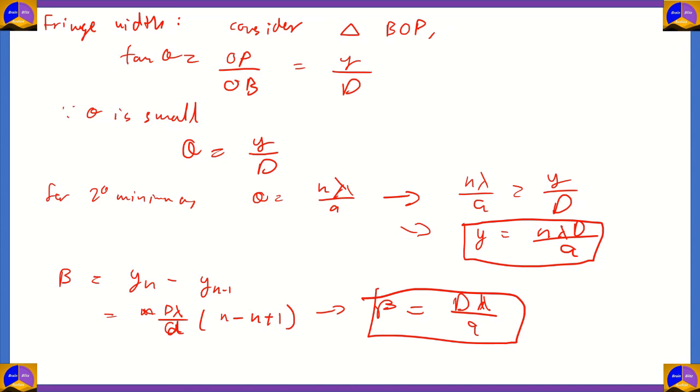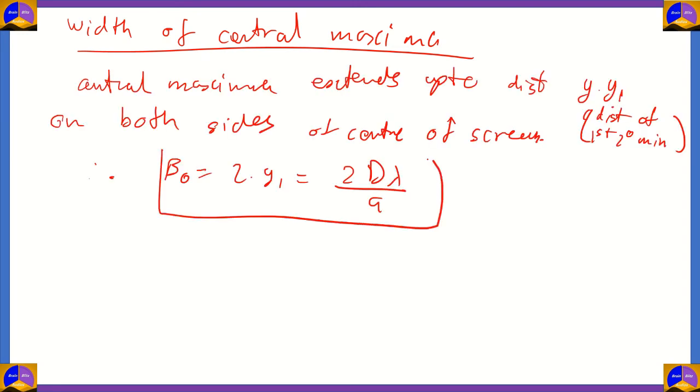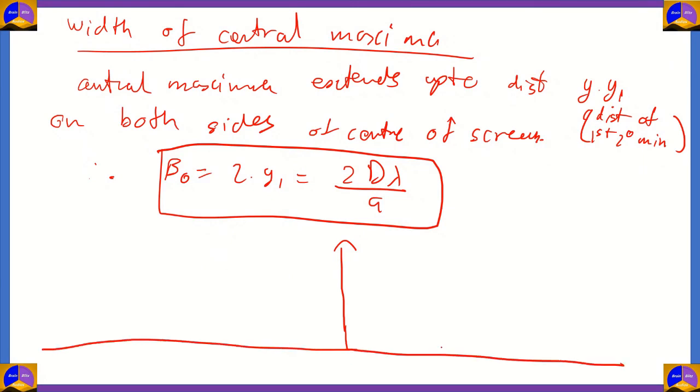Now let's find out the width of the central maxima. So this is one of the main differences that differentiate interference and diffraction. When you look at fringe width in an interference pattern, the fringe width stays the same, but for diffraction, the central maxima is twice as wide and twice as intense as the other fringes. So the central fringe is the brightest in diffraction.